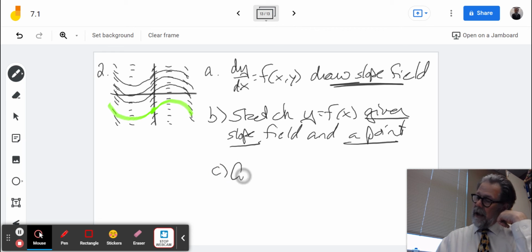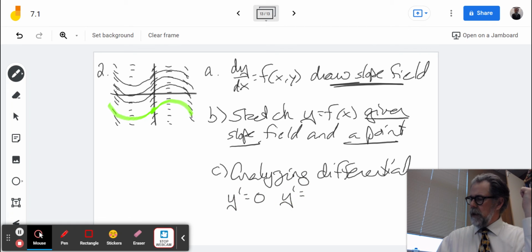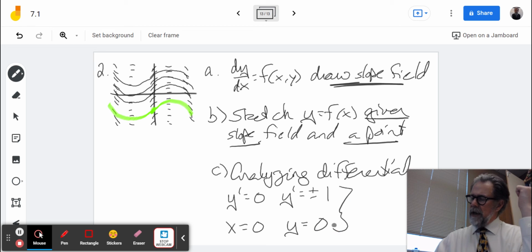And finally, analyzing the differential equation in order to match graphs and slope fields. And the things that we talked about for analyzing differentials, we said, well, what about when the slope is 0? What about when the slope is 1 or -1? What happens when x is 0? What happens when y is 0? And we basically do this enough that we have a feel for what the slope field looks like, and then we say, aha, there must be this equation goes with this graph.